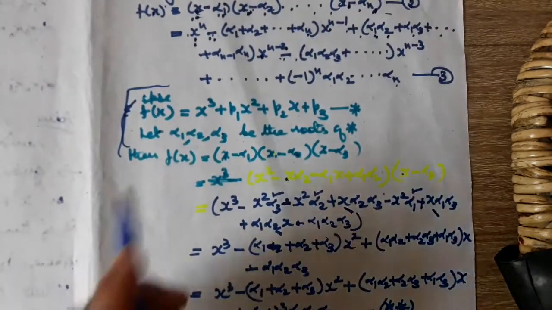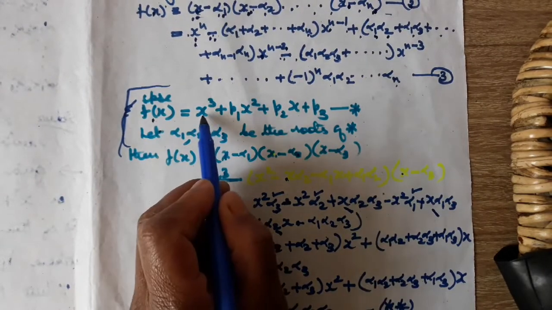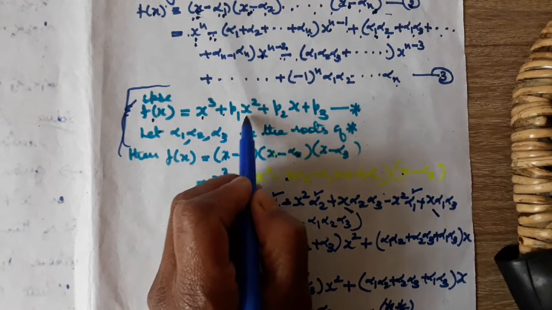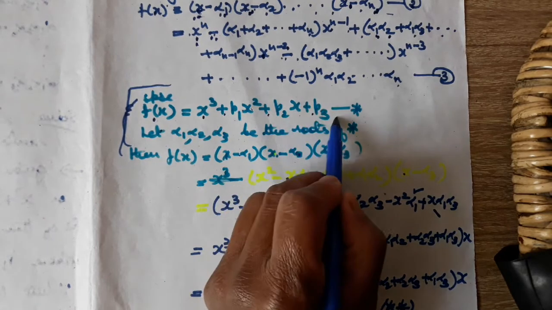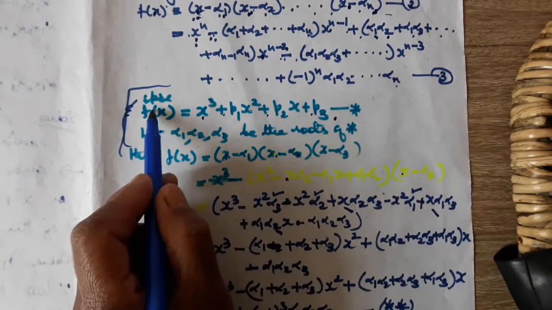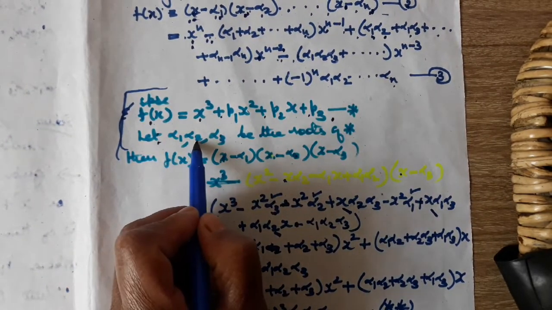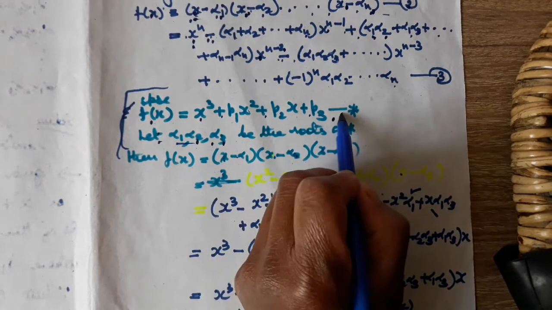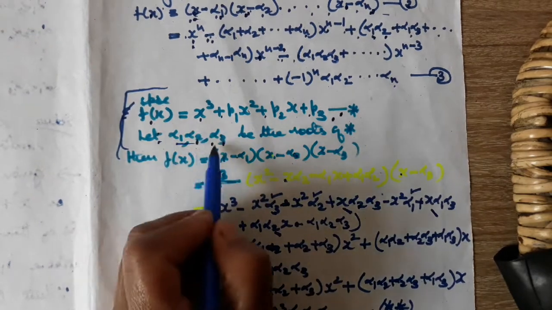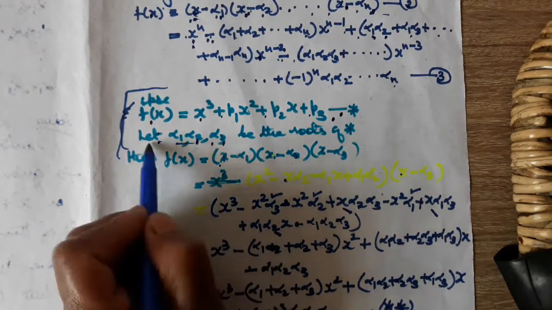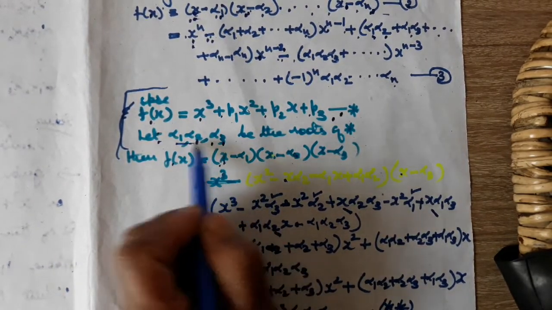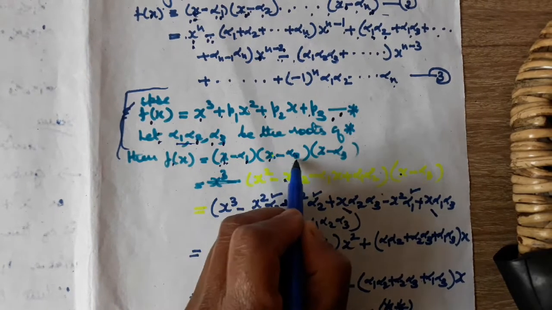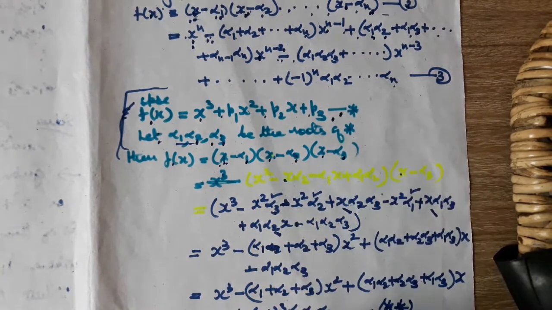For example, if you are given this polynomial f(x) of degree 3, that is x to the power 3 plus p1 x squared plus p2 x plus p3. Since it is of degree 3, there will be at most 3 roots. So name them as alpha 1, alpha 2, alpha 3, the roots of this given equation 1. By factor theorem, express this f(x) as a product of factors of these roots, that is (x minus alpha 1) into (x minus alpha 2) into (x minus alpha 3).